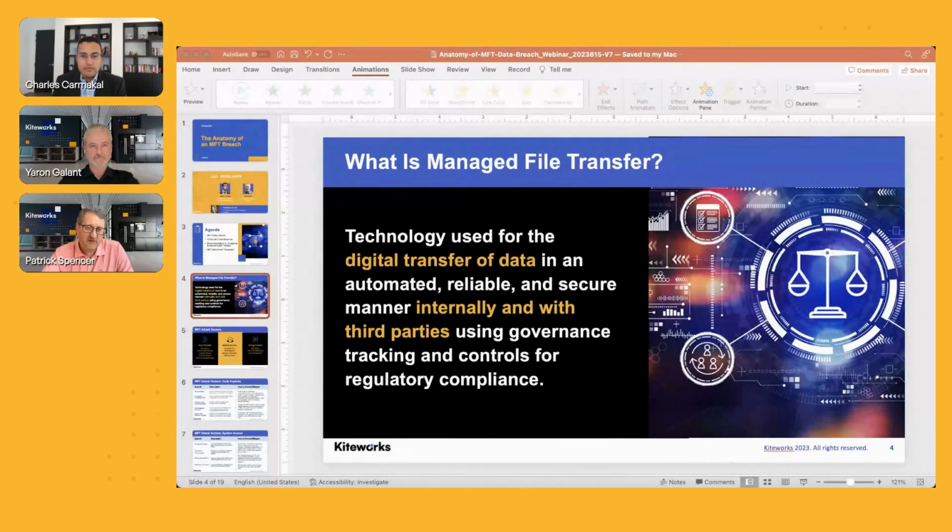Most of you in the audience probably already know, but just to set the agenda so everyone is on the same playing field as the three of us, I'll go ahead and read this for everyone. Technology used for the digital transfer of data in an automated, reliable, and secure manner internally and with third parties, using governance, tracking, and controls for regulatory compliance.